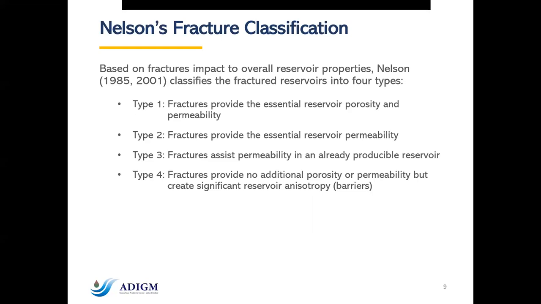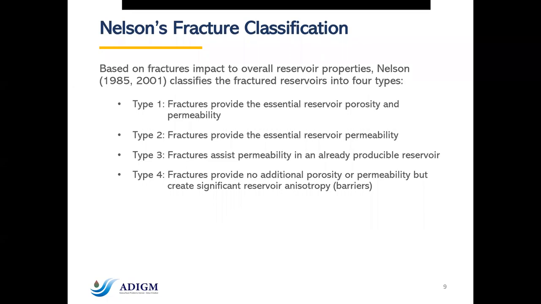Based on the fracture impact to overall reservoir properties, Nelson in 1985 in his book classifies the fracture reservoirs into four types. Type one is when the fractures provide the essential reservoir porosity and permeability. An example of this is the fractured basement. So in the fractured basement, both porosity and permeability, or storage and flow, are provided by the fractures. There is no matrix, unless sometimes we have a weathered zone at the top of the basement. But essentially, both porosity and permeability come only from the fractures.